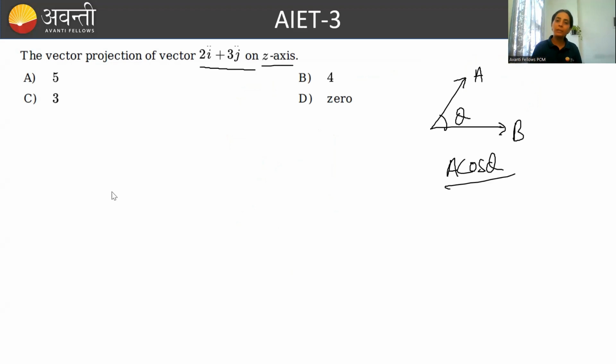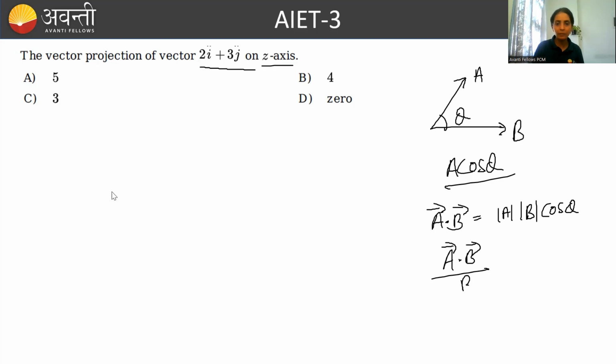Okay. So how will we calculate it? We can do it very easily. Suppose we are doing A dot B, and A dot B is equal to mod A mod B cos theta. So projection of A along B means we have to calculate A cos theta. So the answer will be A dot B by the modulus of vector B. That is your A cos theta, that is your projection of A along B. So similarly here, the projection of this vector on the Z axis. Z axis can be vectorially written as K cap. So the projection of vector 2i cap plus 3j cap along K cap.